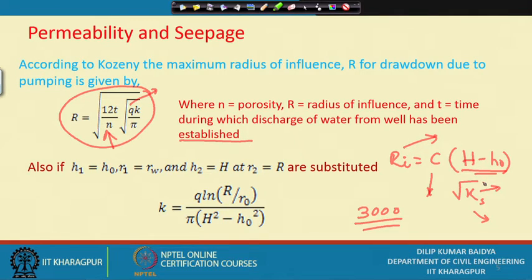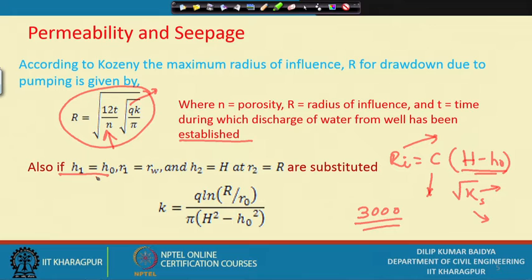So, this is one way. There are many other ways available in the literature. This is another way. If you can find out this radius of influence, then sometimes we need not have an observation well. I can take the well itself as one observation well, and since I know the radius of influence, what is the water height and what is the distance. That is shown here.